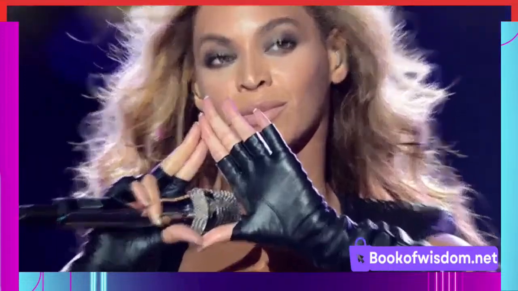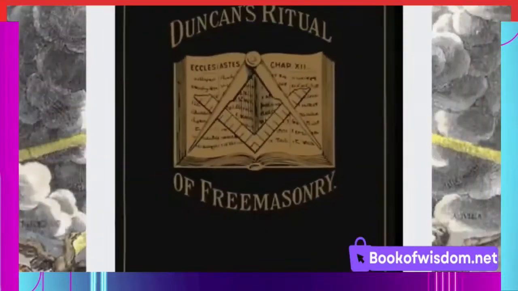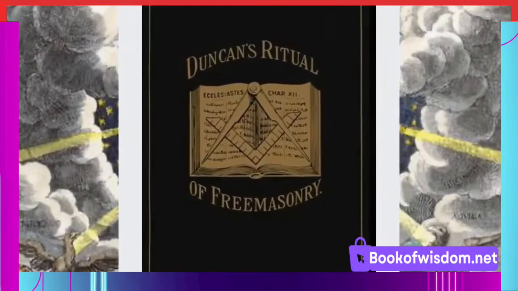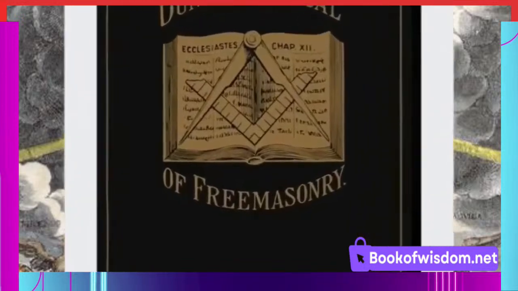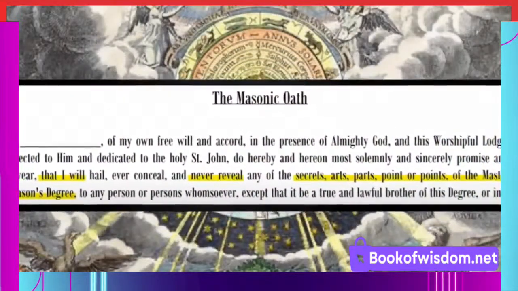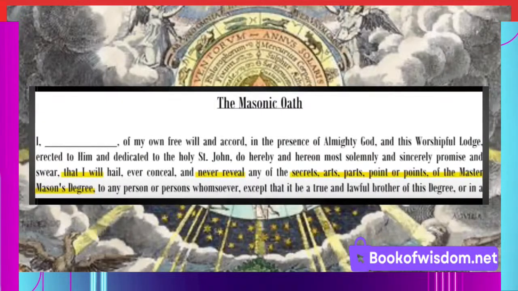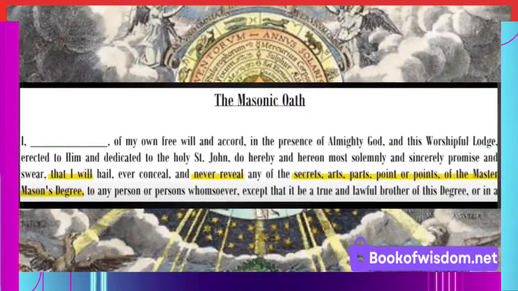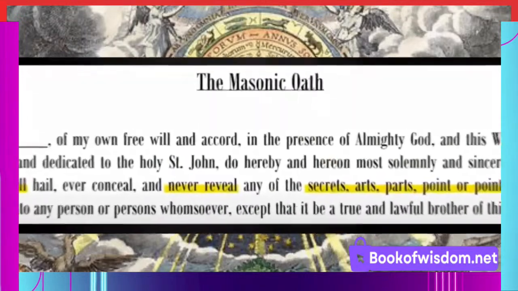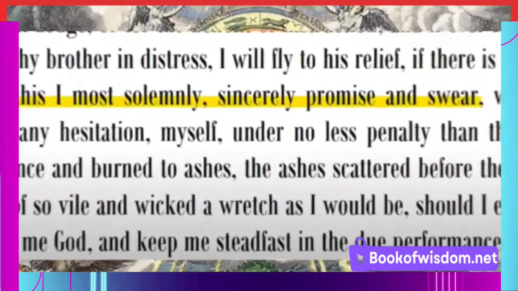They have taken the oath to never speak on anything they learn about Freemasonry. Duncan's Ritual of Freemasonry book states the oath they have to take. Quote, I of my own free will and accord, that I will hail, ever conceal, and never reveal any of the secrets, arts, points of the Master Mason's degree to any person whomsoever. All this I most solemnly and sincerely promise and swear.